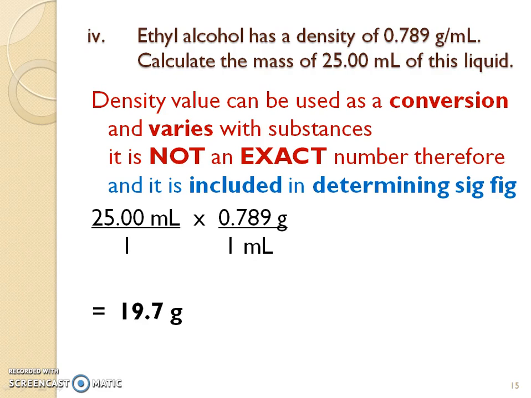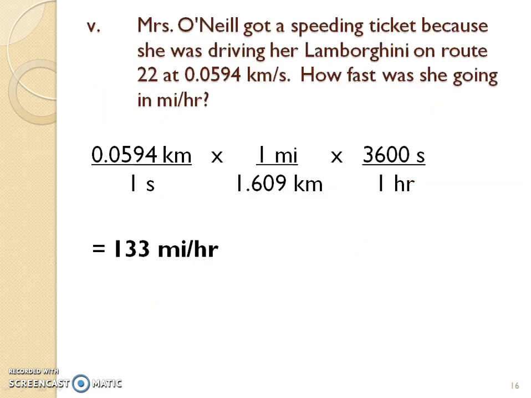Take note here, density, however, has a different value per substance. So every substance has its own density value. Therefore, it still can be used as a conversion. However, it's not an exact number. Therefore, it can be included in determining the number of sig figs. So I did that purposely here where I started out with 25.00 milliliters, which is 4 sig figs, and I'm using the density of 0.789 grams for every 1 milliliter. And since 0.789 has 3 sig figs, your answer can only have 3 sig figs and not the 4 from the 25.00.